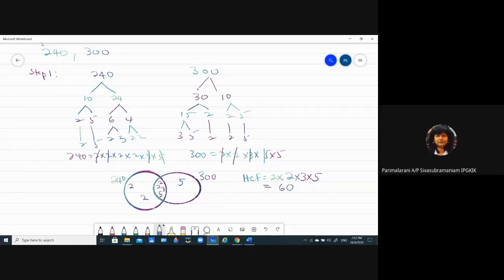Correct? Okay. So what is your LCM now? LCM will be 2 times 2 times 2 times 2 times 3 times 5 times 5. The LCM will be all these numbers: 2 times 2 times 2 times 2 times 3 times 5 times 5. LCM is all those numbers. How much is this?